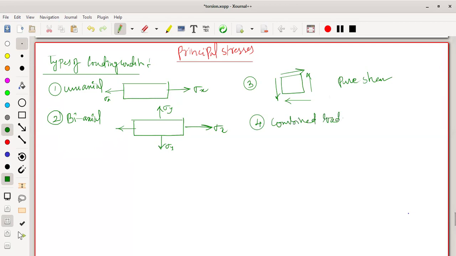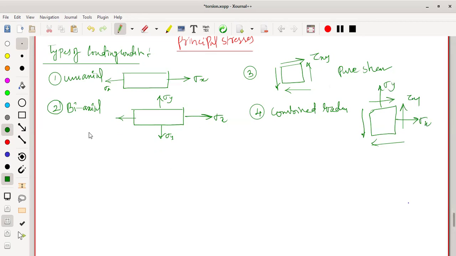Combined loading condition is nothing but, same thing, you consider an element. It is subjected to this representation of tau xy, and here it is also tau xy, here it is tau xy, and here it is sigma x. Simultaneously it is sigma y. Combined loading condition means it has sigma x, sigma y, and tau xy. So these four are the types of loading condition.